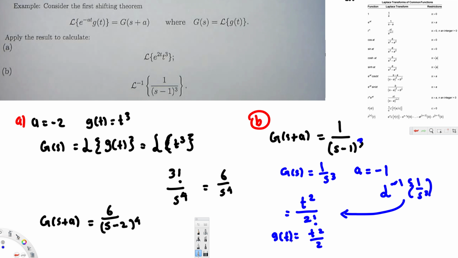This is our g of t function, and we found out a is equal to negative 1, so we can express our final answer. Final answer is going to be Laplace inverse of 1 over s minus 1 cube is equivalent to e power negative at. In our case e power negative at is e power negative 1t, that's going to be just e power t, and then we plug in this function, t square divided by 2, and this is going to be the final answer.